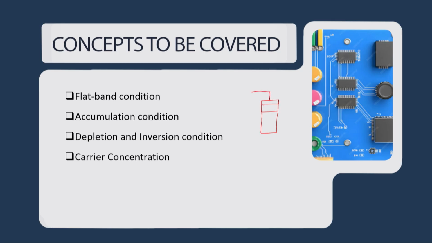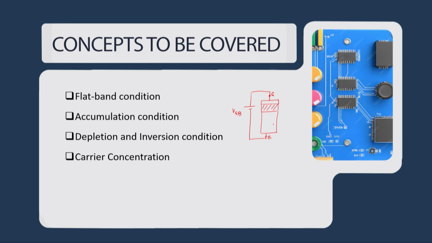Across this metal oxide semiconductor structure, you are applying a voltage VGB, which is gate to body. This VGB can be positive, it can be negative, or it can be exactly equal to the flat band condition. So we can have different regions of operation, which can be classified as flat band, accumulation, depletion, or inversion. We will see the condition from the energy band diagram point of view.